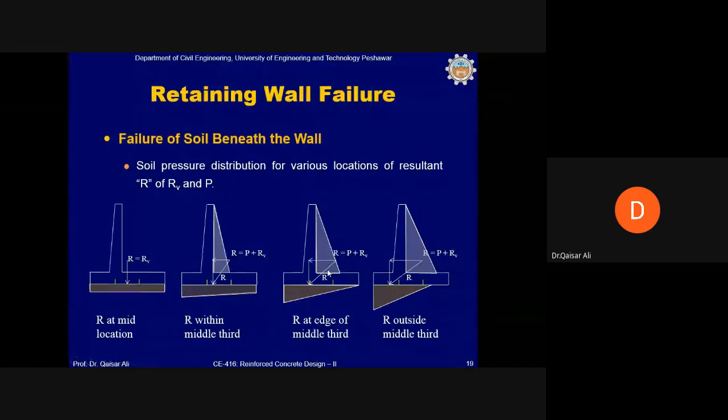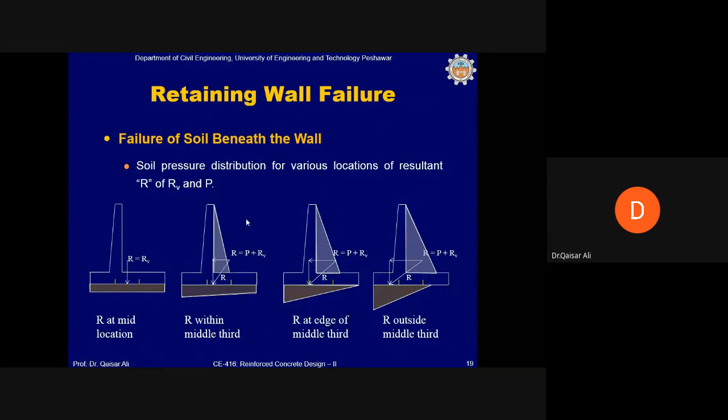The resultant R in the second case falls within the middle third. If the base of the retaining wall is divided into three equal parts, the middle part is called the middle third. So if the resultant falls within the middle third, then the distribution will be like this. And whether the resultant falls within the middle third or outside of the middle third has a lot of implication on the stability of the retaining wall.